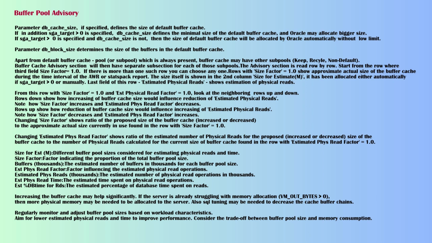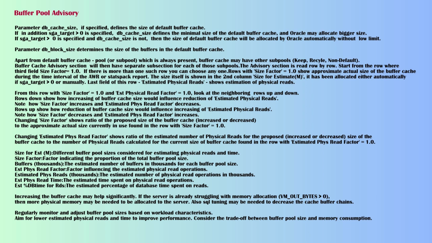The advisory section is read row by row. Start from the row where the third field, size factor, equals 1.0. If there is more than one such row, you can choose any one below, as figures in all of them for our purpose will be close. Rows with size factor equal to 1.0 show the approximate actual size of the buffer cache during the time interval of the AWR or StatsPack report. The size itself is shown in the second column, Size for Estimate, whether it has been allocated automatically if SGA_target is set, or manually. The last field of this row, estimated physical reads, shows the estimation of physical reads.